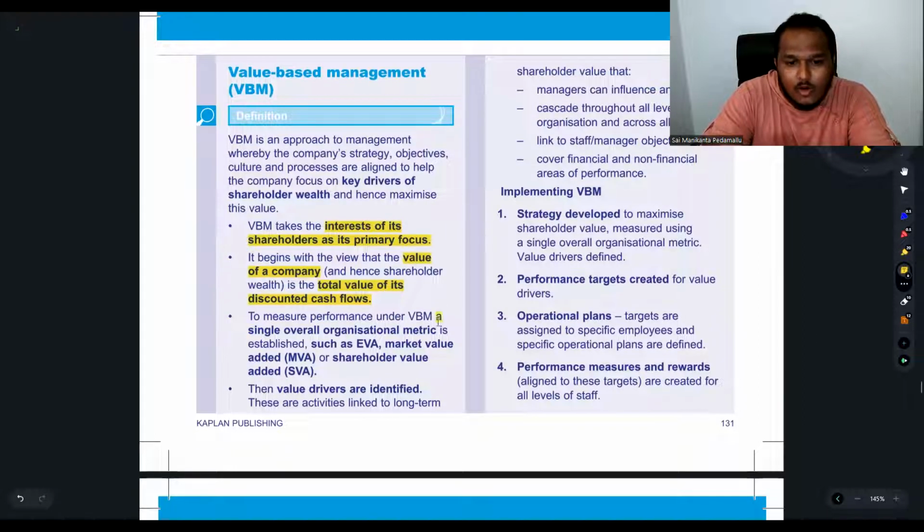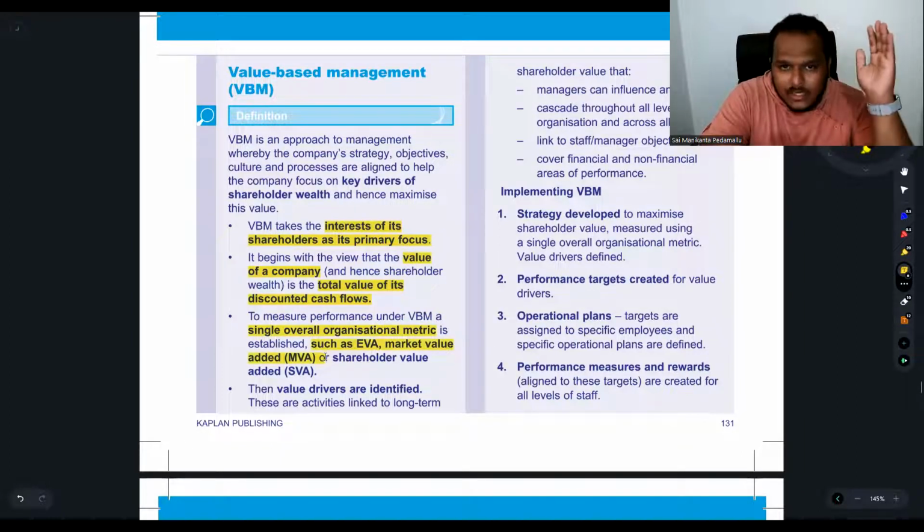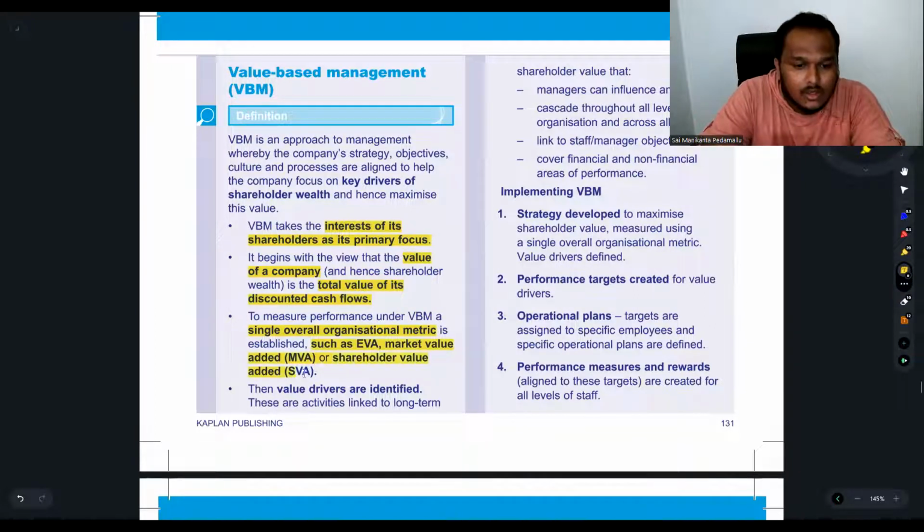So there should be one overall metric for the entire organization. It could be EVA or market value added. Sir, market value added means the sum of all the years' EVA, nothing more than that. Don't overreact. Market value added means the sum of all years' EVA. It's just the total, nothing more than that.